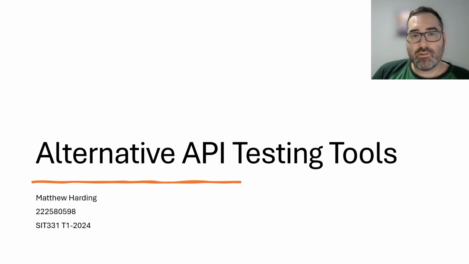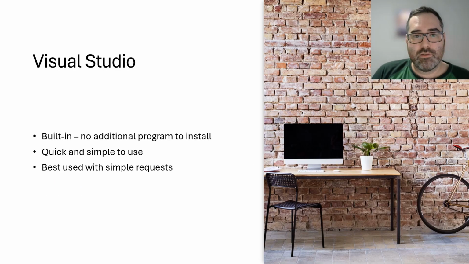So throughout this unit we've used Postman to test our APIs. Well, today we'll be looking at two alternatives, Visual Studio and FireCamp. Now, we're all familiar with Visual Studio as you likely created your API with it, but you may not realize that Visual Studio can also test your API. It's quick and simple to use, requiring no additional packages. It works best for simple requests, however.